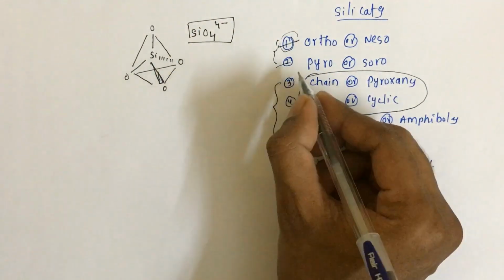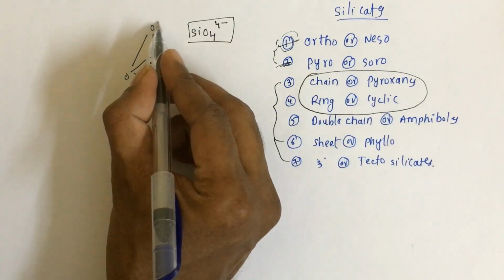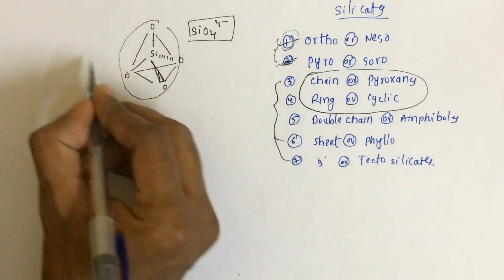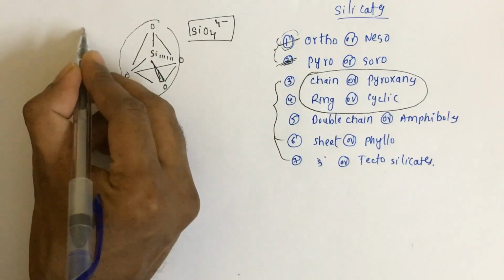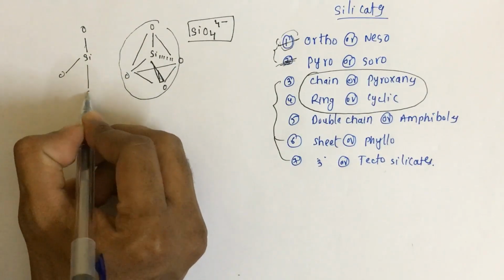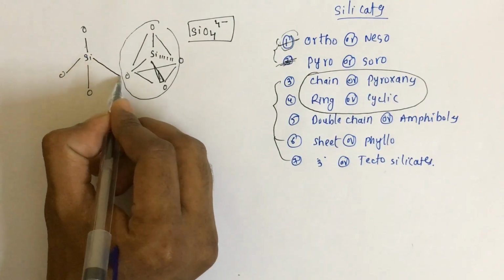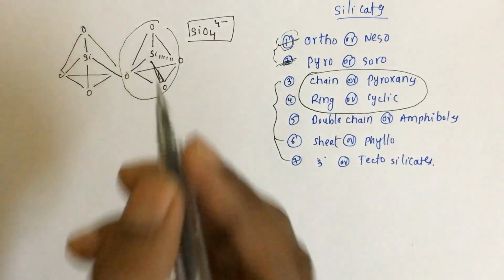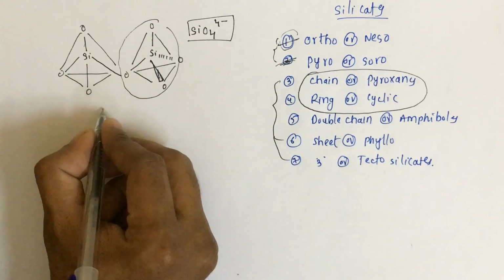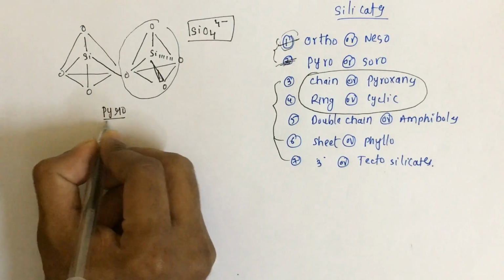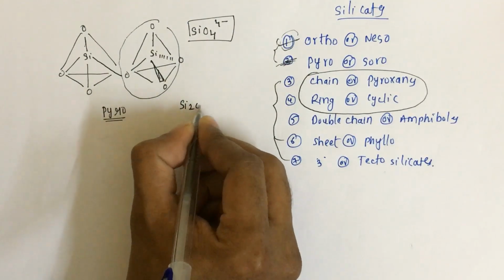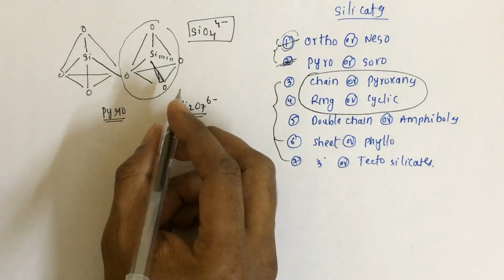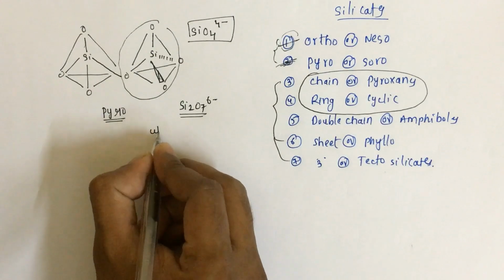Next, the pyrosilicates. The joining of two units of orthosilicate by a single oxygen atom is called a pyrosilicate. Here we take another orthosilicate, and this time this silicon will form a bond with this. So this is called the pyrosilicate. The pyrosilicate general formula is Si2O7 6 minus.